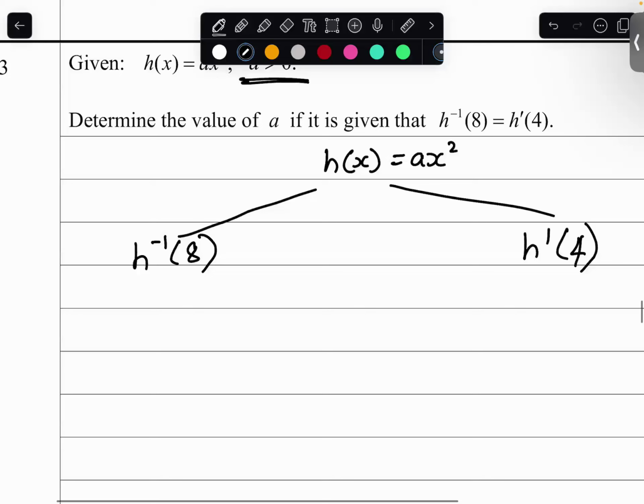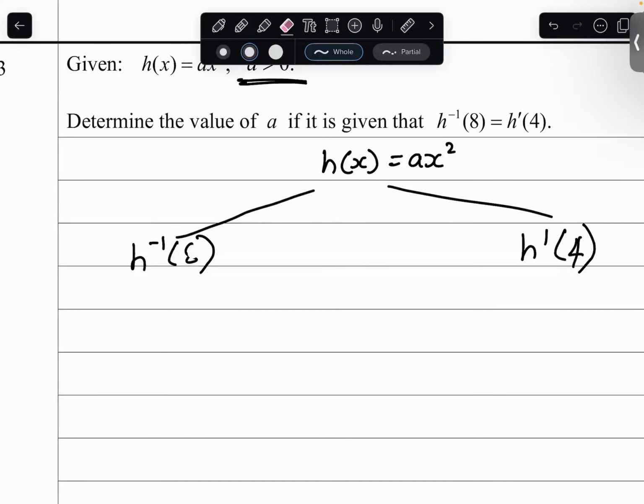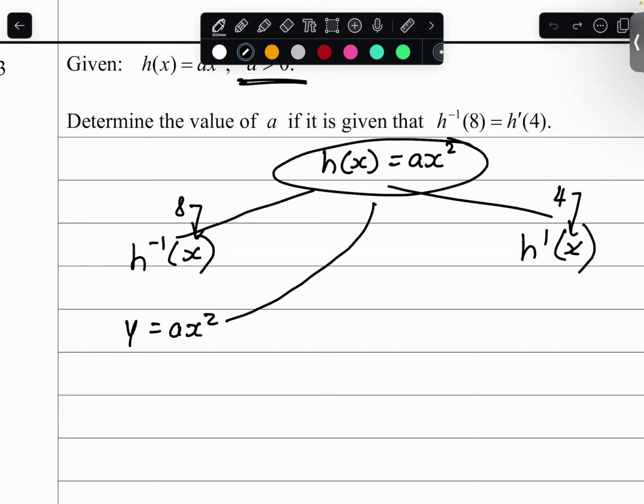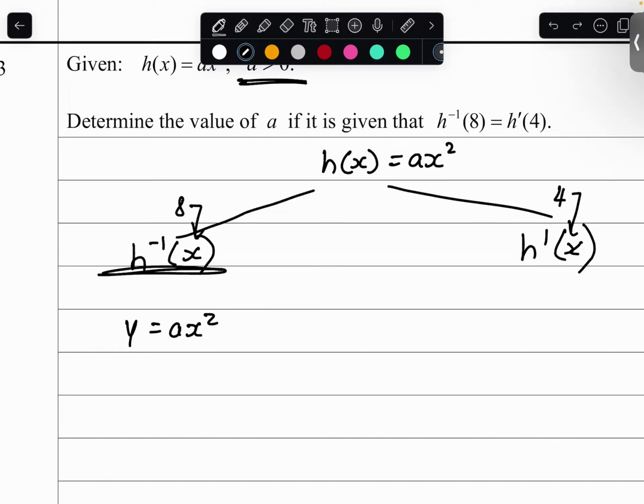First of all, let's ignore this 8 for right now, and let's ignore the 4 for right now. Let's just put an x and an x there. We're coming to it. We know that this is supposed to be 8 and this is supposed to be 4. We'll get there. But right now, let's just look at this part. They're saying find the inverse of this. So we have the normal equation to be this, and this is saying find the inverse.